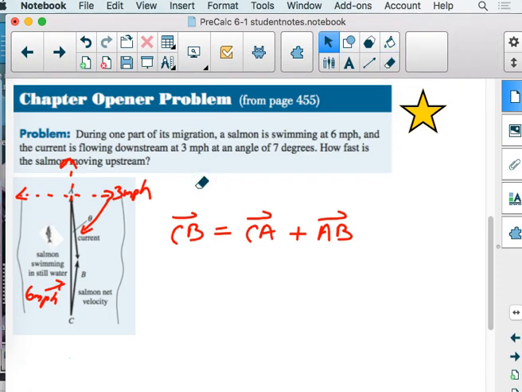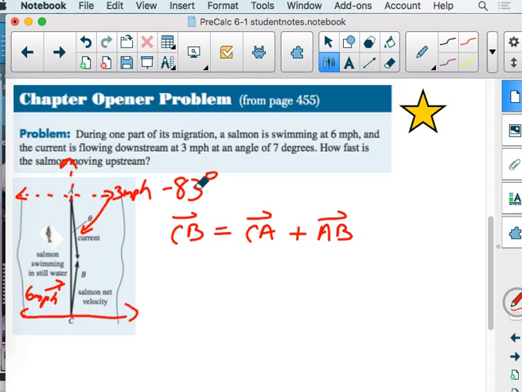Okay, so negative 83 degrees because we're swinging down and there's a 7 degree gap. Alrighty, so let's figure out what's going on. Our little vector for the salmon would be pretty easy. If we think in components for a vector, we'd start down here with 0, 0, and that would be 0, 6 because it's going straight up.